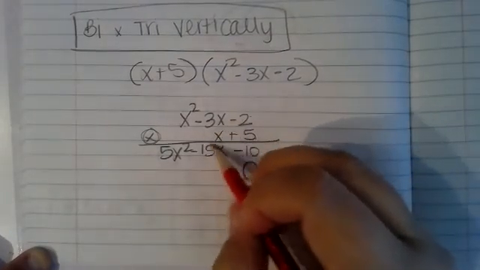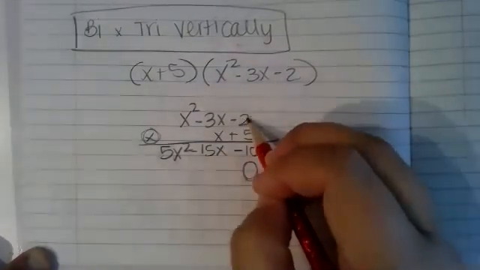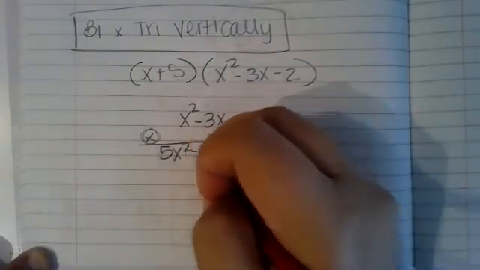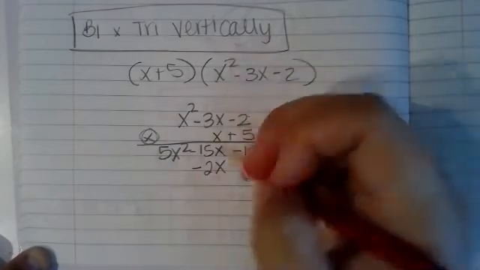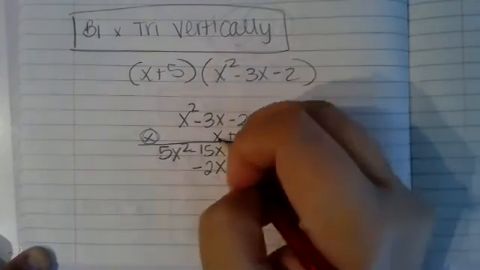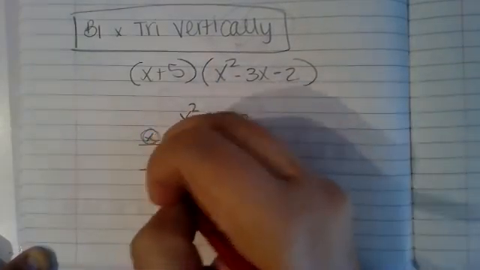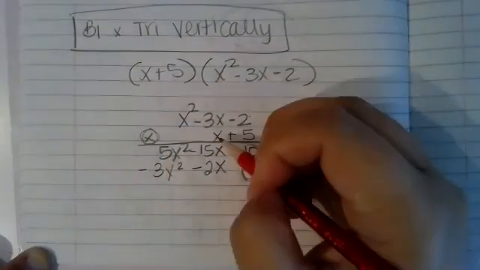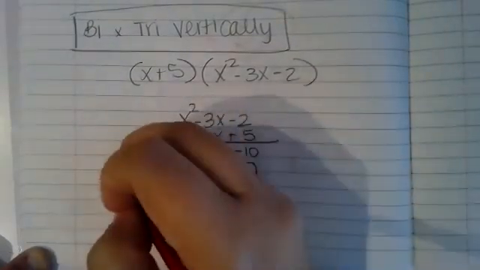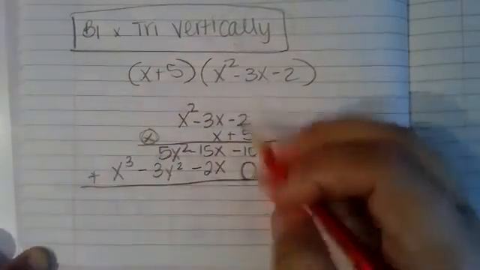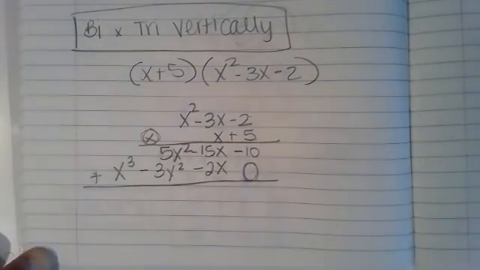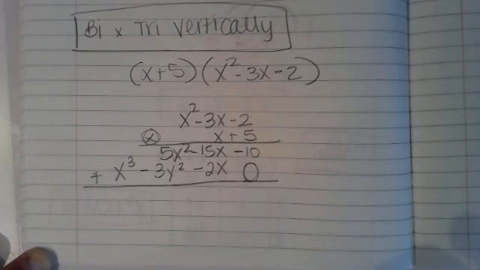Regardless, we're changing here to the x, so I have x times negative 2, which makes negative 2x. I have x times negative 3x, which makes negative 3x squared. And I have x times x squared, which makes x cubed. Now, because I added that placeholder, everything is lined up in matching like terms, so I can easily combine it.